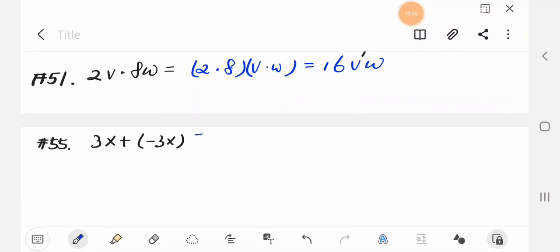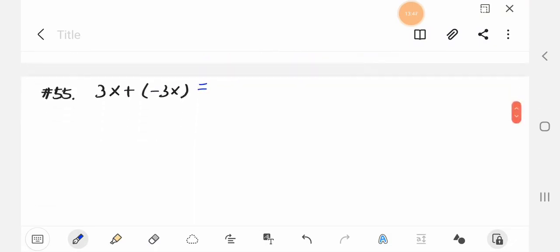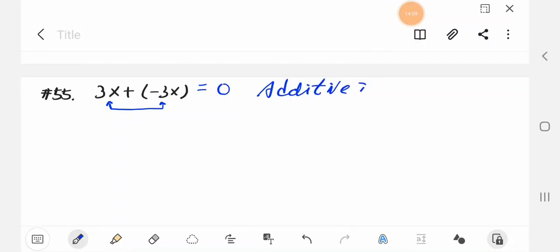Okay, how about 55? This is an additive inverse. One is 3x, the other one is the opposite of 3x. Once you add two numbers with different signs that are opposites, the result is equal to 0. Additive inverse, right? Additive inverse property.